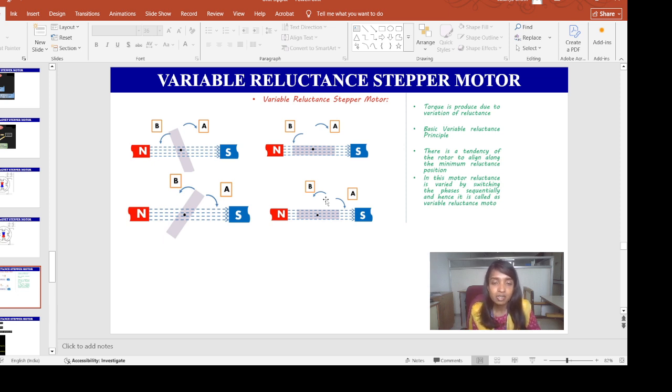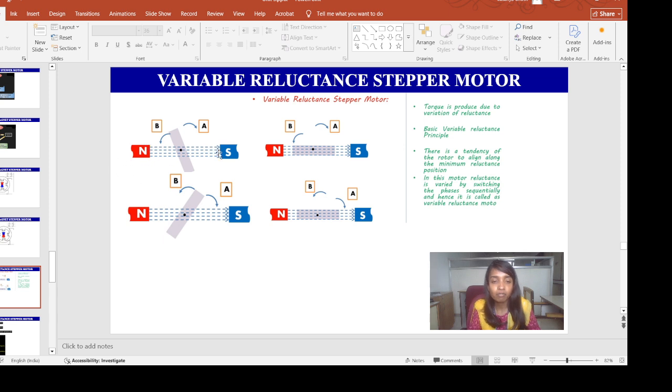First, we need to understand what is meant by reluctance. Reluctance is analogous to electric resistance. What does an electric resistance do? It opposes the current flow. So reluctance also is the opposition of a material to the magnetic flux.